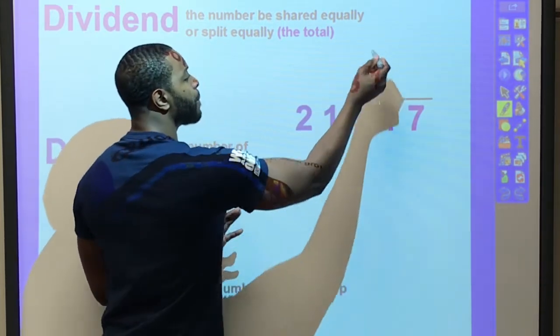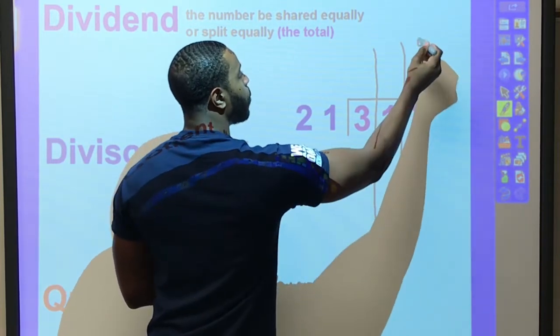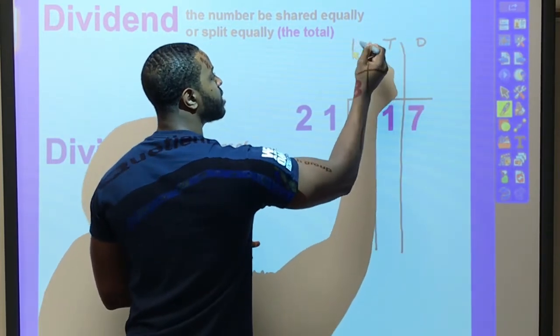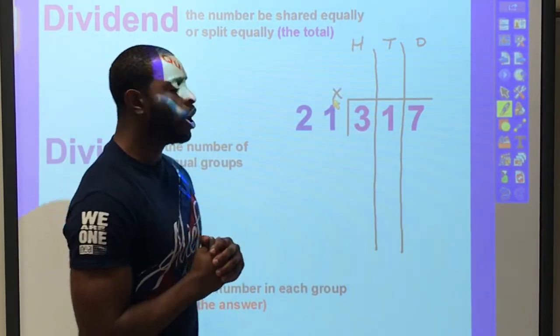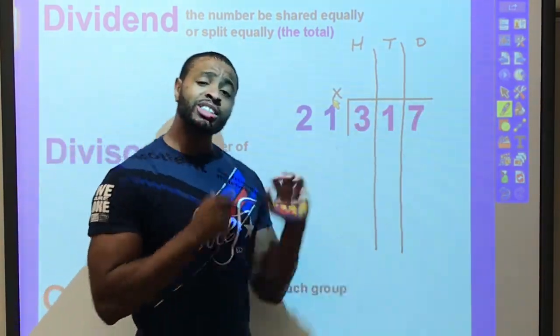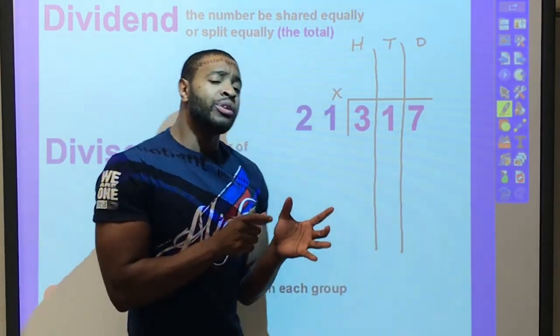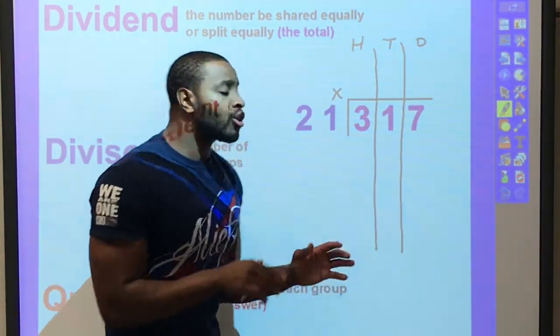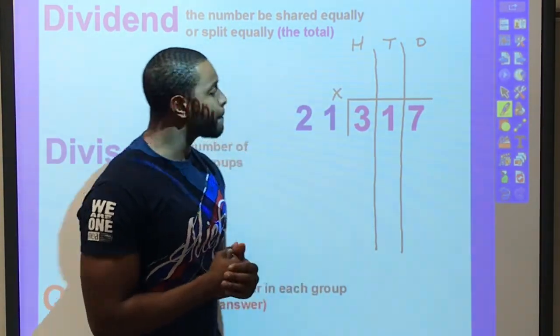So we're going to separate our place values. Label it 1s, 10s, 100s. Get my multiplication symbol up there. So real quick, we have 317 as our dividend, and we're going to split that 317 equally across 21 groups. And 21 will be our divisor.